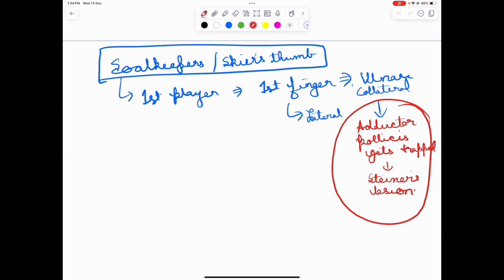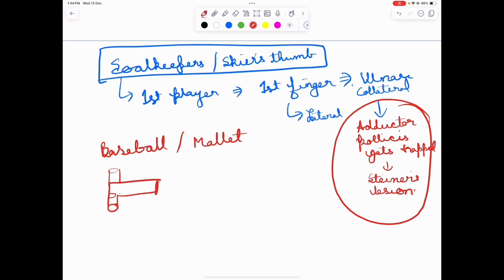Now we move on to the next, that is baseball or mallet finger. If you have seen a mallet, mallet is something like this. If you have played cricket, then a mallet is similar to a hammer kind of thing. In cricket, when you want to increase the stroke of the bat, you often use a mallet. So in baseball or mallet finger, this is towards the back side, where the extensor compartment tendon is ruptured.